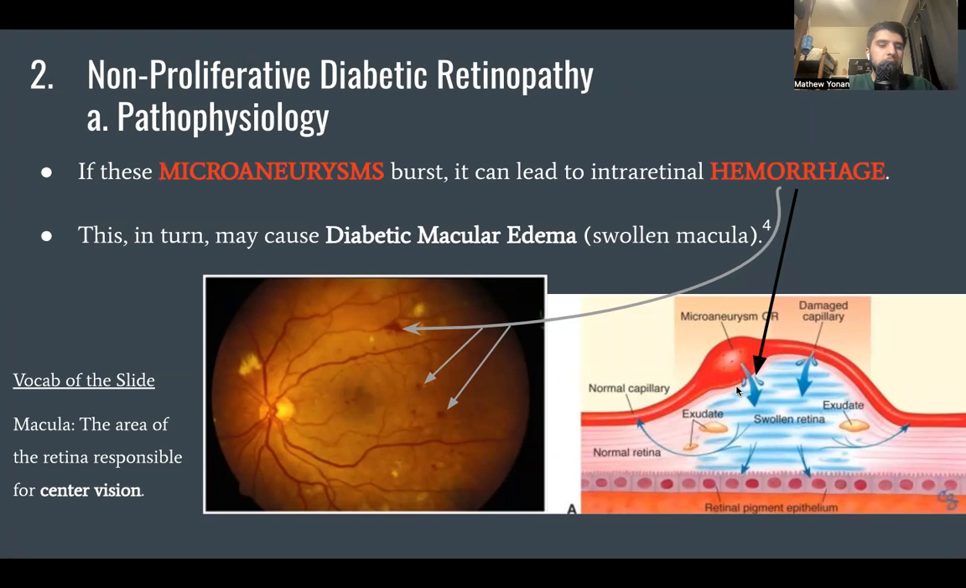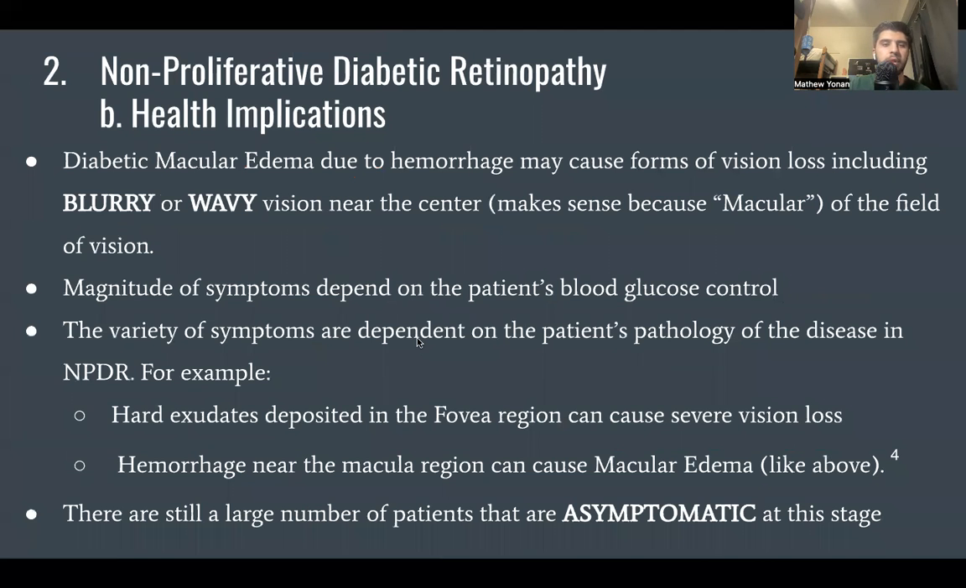So yeah, the vocab of this slide, right: the macula is the area of the retina responsible for center vision. So there would be vision loss of center vision specifically, okay? And you can see these hemorrhages right here. They're actually bigger red splotches. All right, so what are the health implications of these hemorrhages, microaneurysms, and hard exudates? Diabetic macular edema specifically due to hemorrhage may cause forms of vision loss, including blurry or wavy vision near the center. And it makes sense because the macula is your center vision of the field of vision.